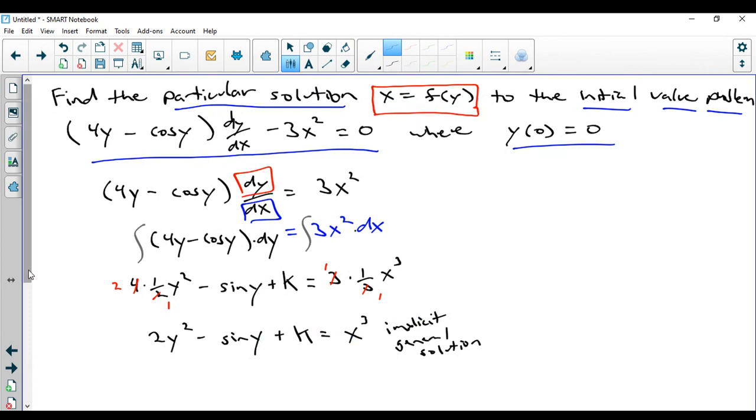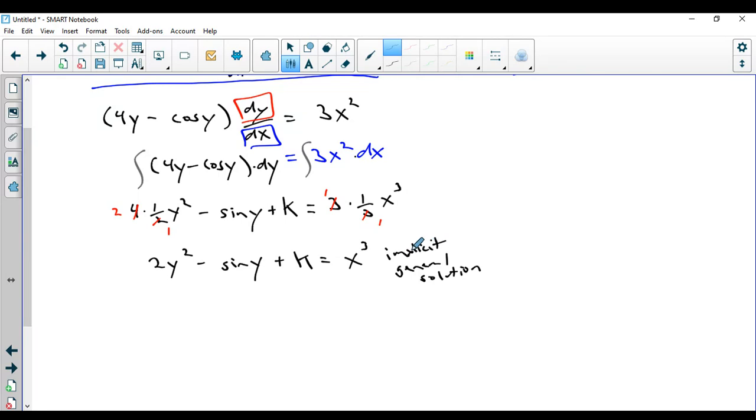So now what's the story? We didn't want the implicit. By the way, why is it implicit? Well, because y and x are not solved for.